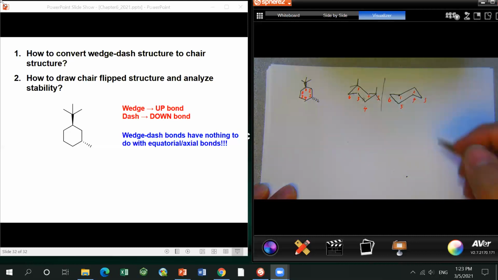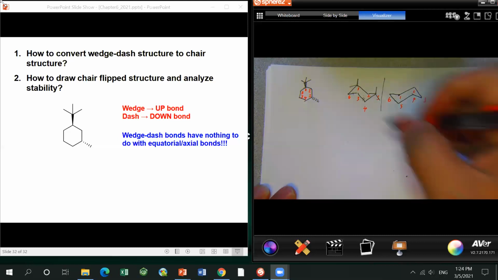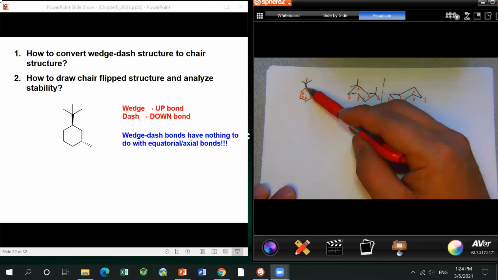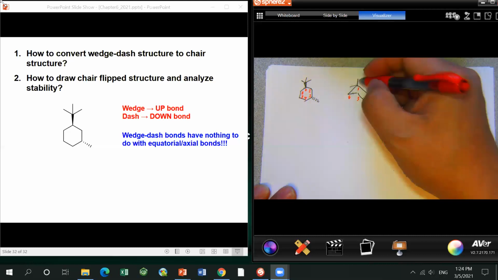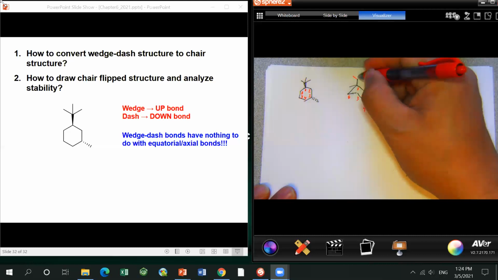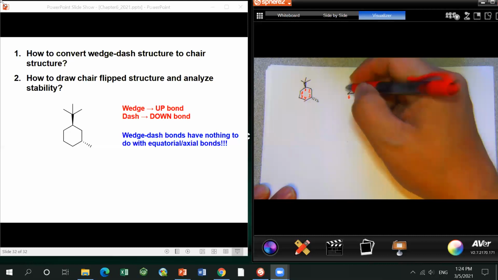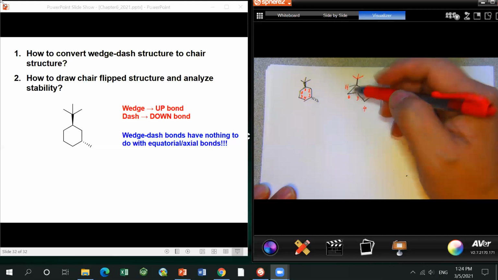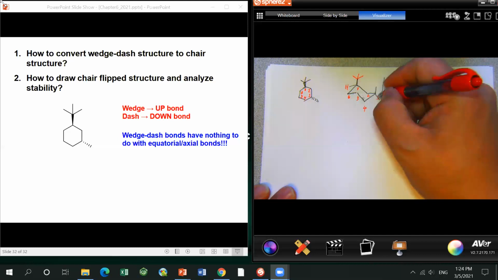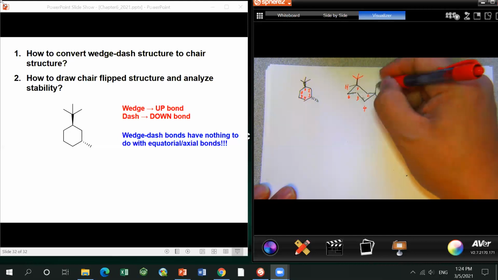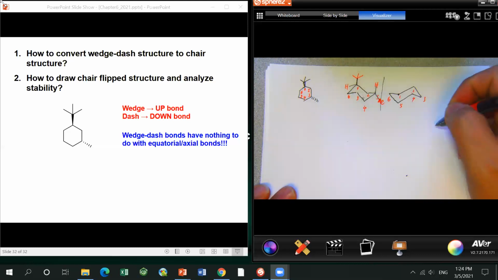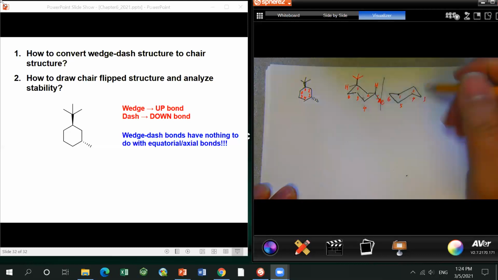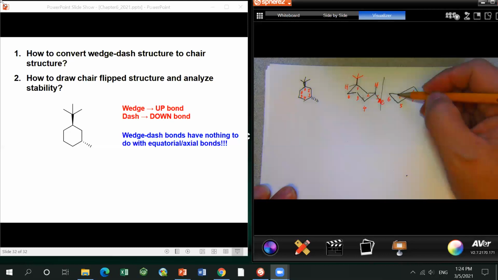All right, so once you get these two bonds, you look at the original structure. Here, that's the wedge bond, which means going up, so here the isopropyl should be this one, and here should be hydrogen. And for this one, that's a dash bond going down, so this is your methyl group, and this one should be hydrogen.